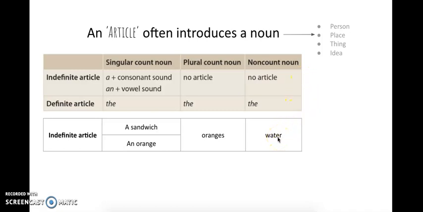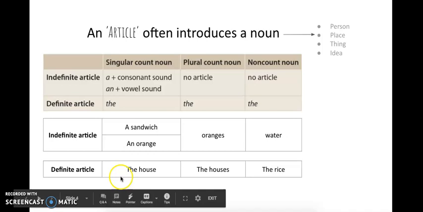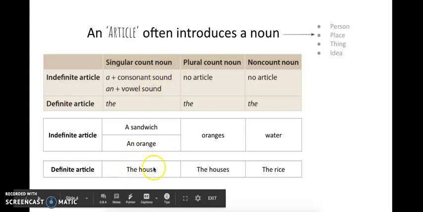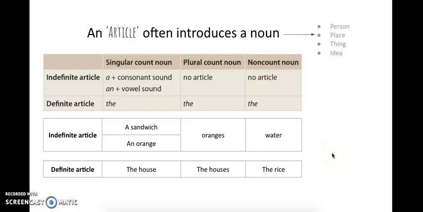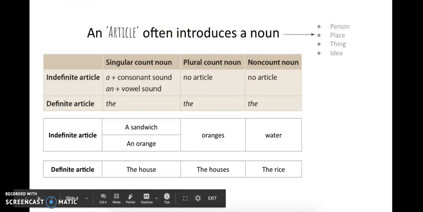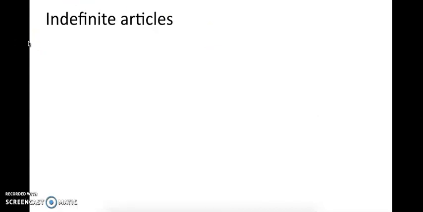Okay, so let's have a look at definite articles. Well, definite articles always use the for single count nouns. So the single count noun in this case is house. So we'd say the house. For plural count nouns, we can say the houses. And for non-count nouns, we can say the rice. We'll speak a bit more about this in the upcoming slides. Okay, let's explain it a little bit further.